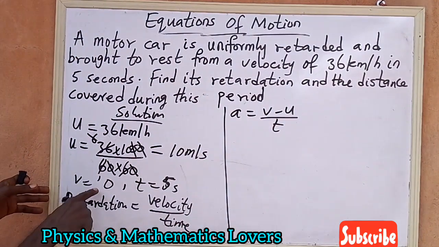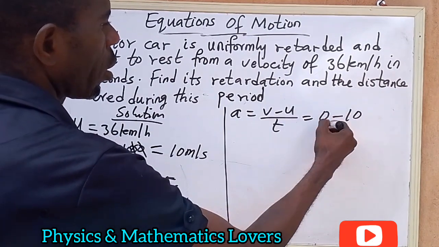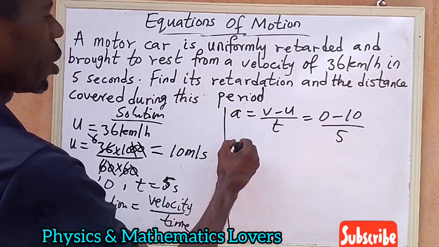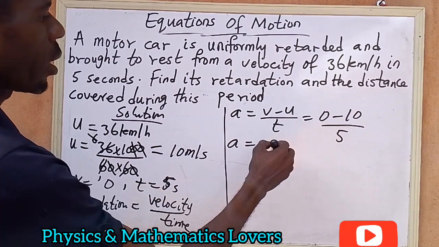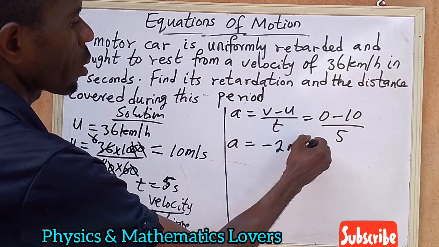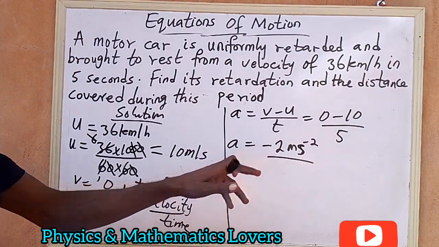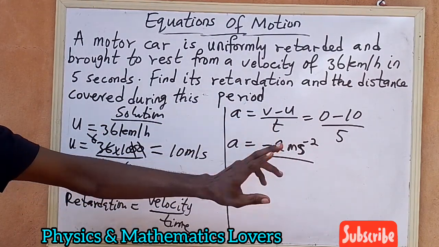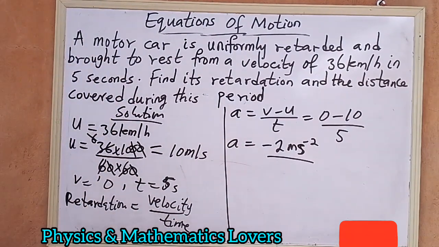So our v here is 0. So it becomes 0 minus 10 all over time. Time is 5. Okay, so a, which is now the retardation, becomes negative 2 meters per second squared. This is your retardation, because it is carrying a negative sign. It has the same formula as acceleration, but the difference is that it will be on the negative part, because the velocity decreased.